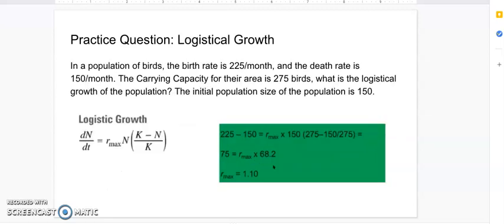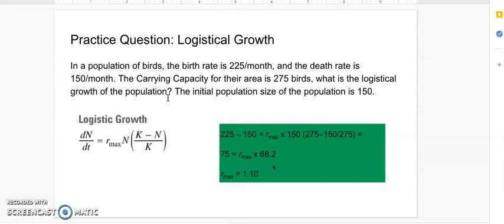Logistical growth, like I said, same kind of steps. There's just that extra carrying capacity that we have to factor in. So in a population of birds, the birth rate is 225 per month, the death rate is 150 per month, the carrying capacity for the area is 275 birds.